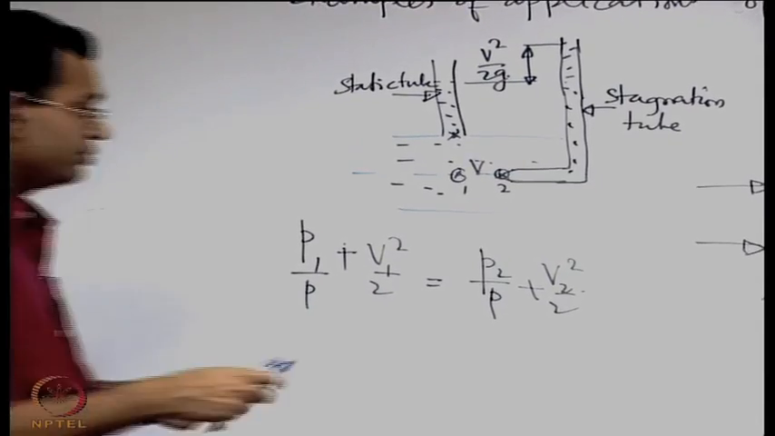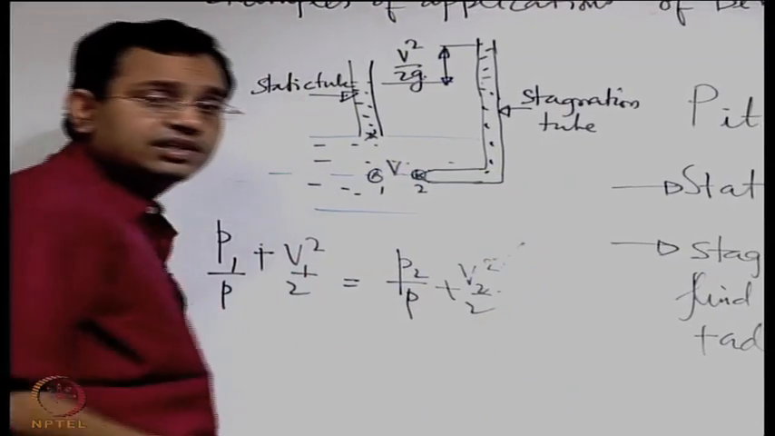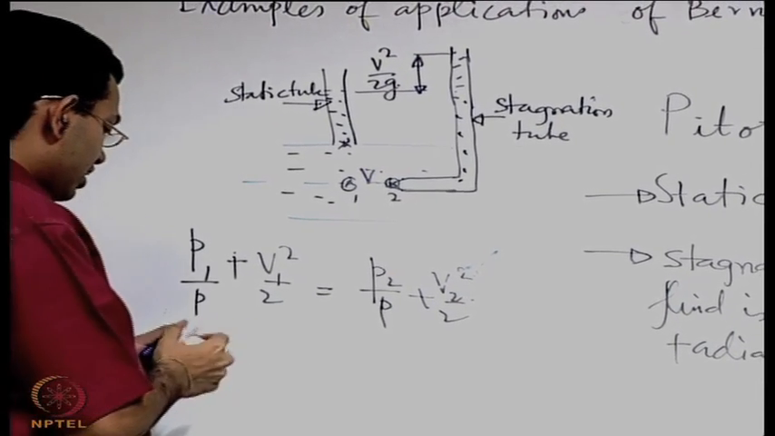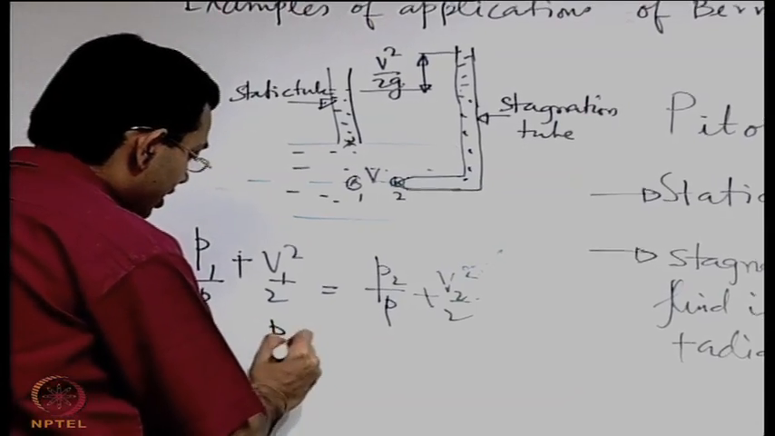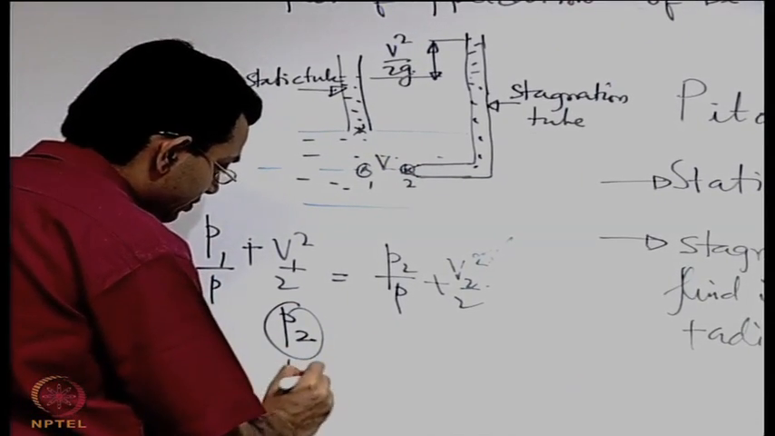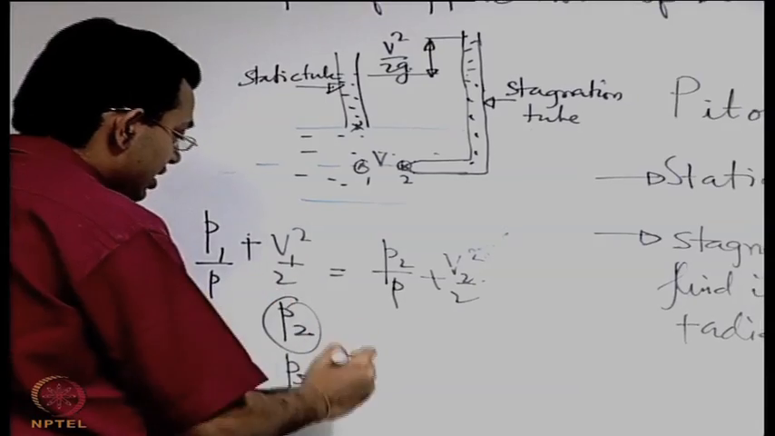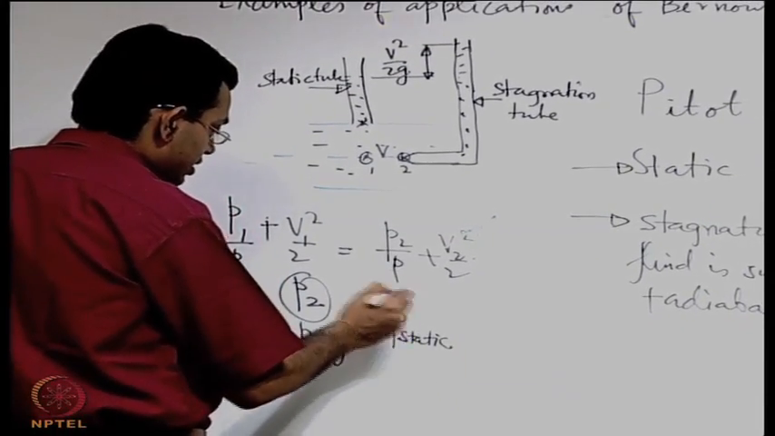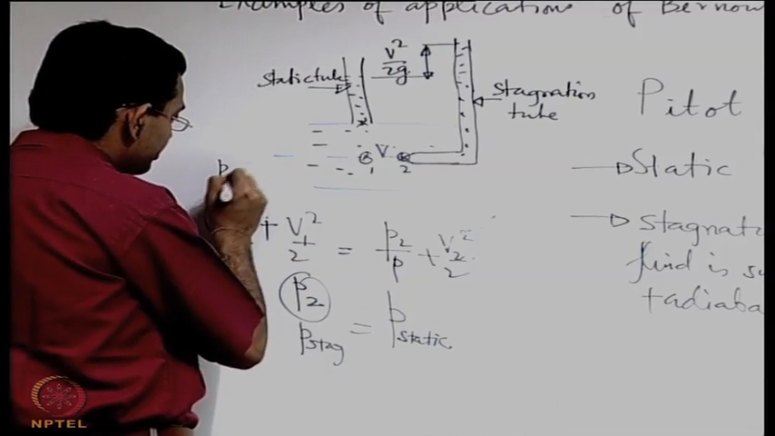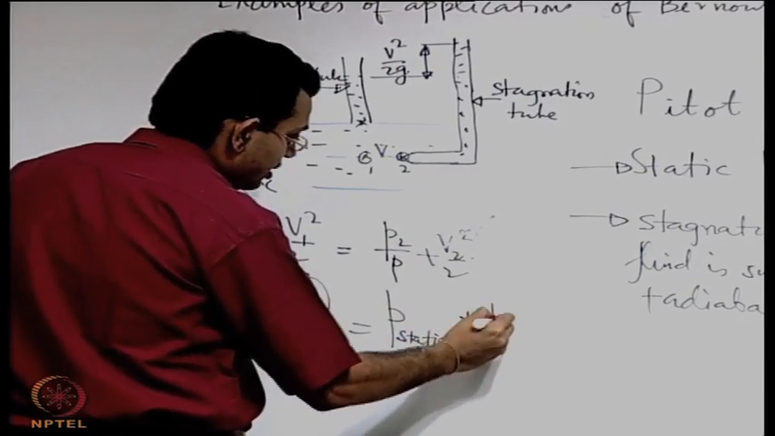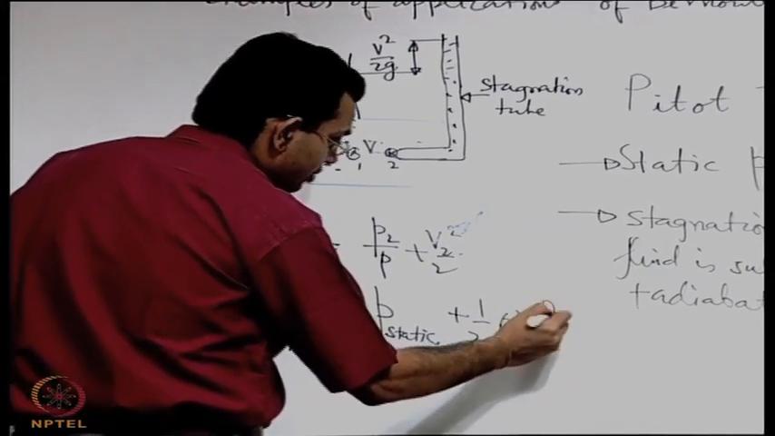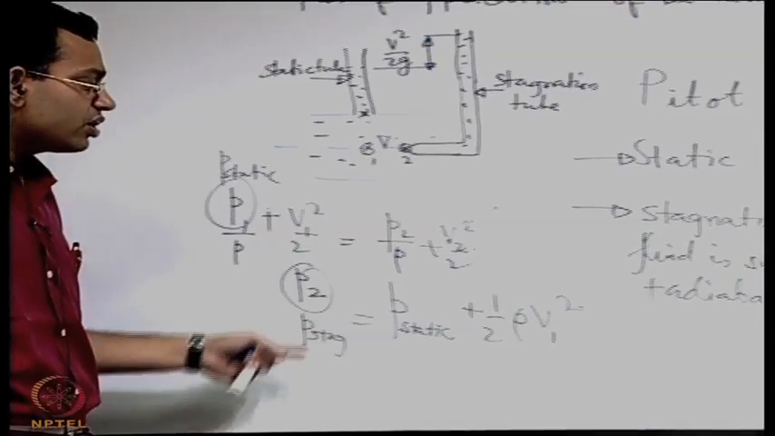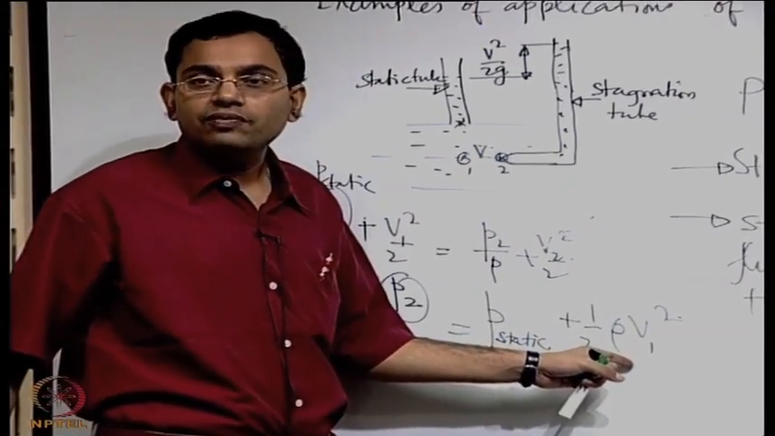V2 is 0 because it is a stagnation point. So the definition of the stagnation point is velocity is 0. So you can see that you can write P2, which is the stagnation pressure, as P1, which is the static pressure, plus half rho V1 square. That means stagnation pressure is a sort of property of the flow if you know the velocity of flow.